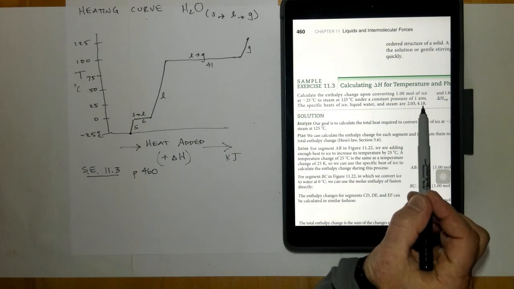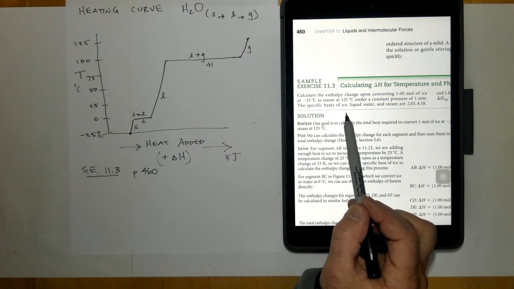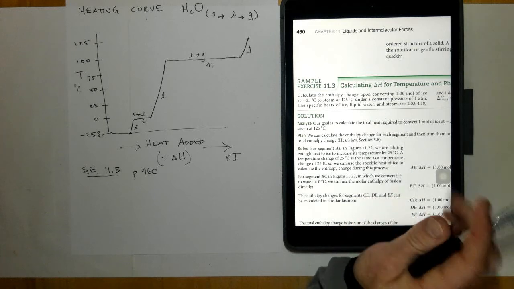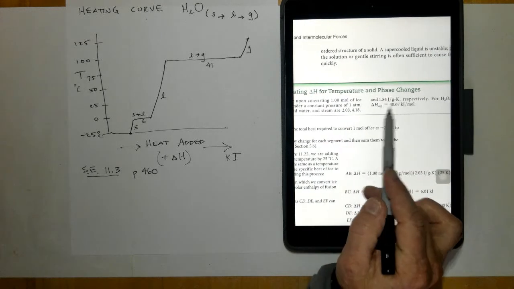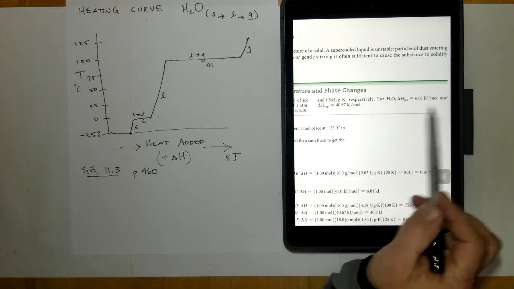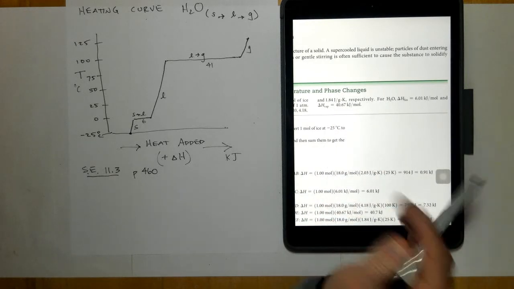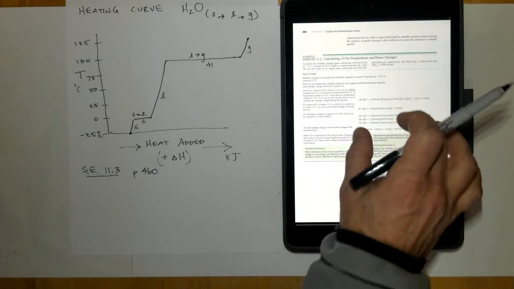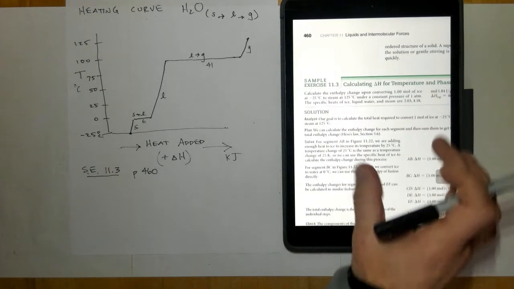Under a constant pressure of 1 atmosphere, the specific heats of ice, liquid water, and steam are 2.03, 4.18, and 1.84 respectively. And then they give us the enthalpy of fusion, and they give us the enthalpy of vaporization right here. So why did they give those specific heat capacities? Well, we learned about those way back in chapter 5.